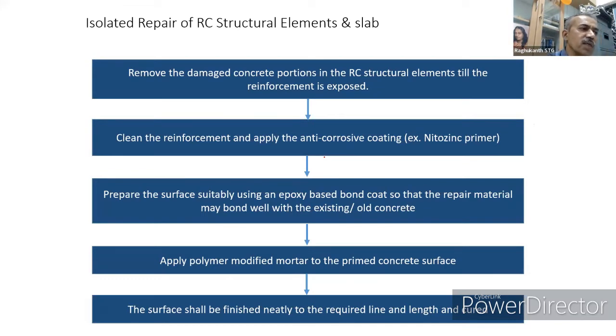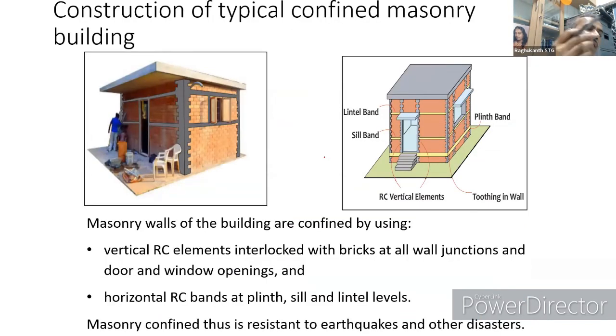These are some of the steps we have given them: how to remove the damaged portion, anti-corrosive coating for the corrosion, epoxy bond coat, and other things. These are all straightforward, because we have identified the causes and done the evaluation. So these became the strategies we have given them.